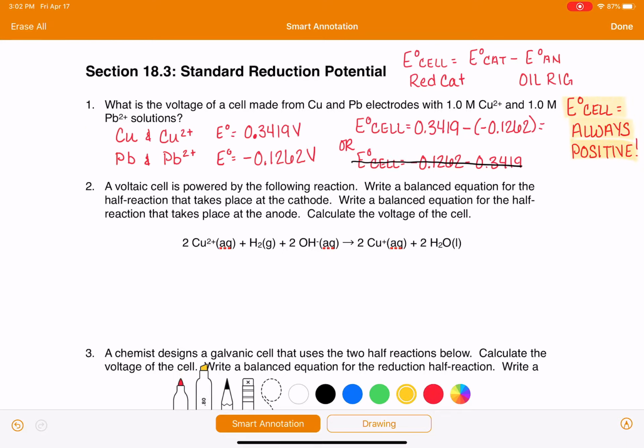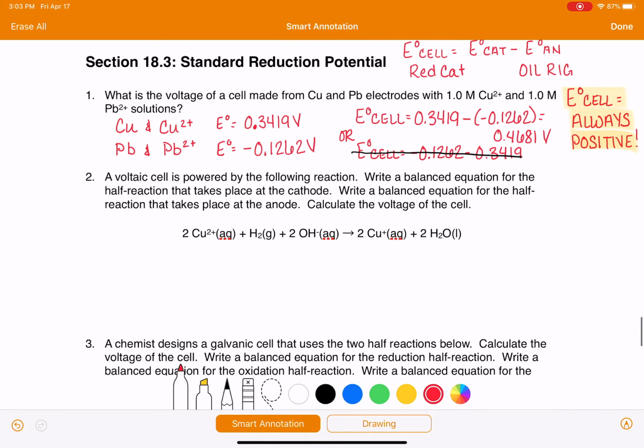So the voltage works out to be 0.3419 plus 0.1262, not very many volts, 0.4681. See, that's not so bad.